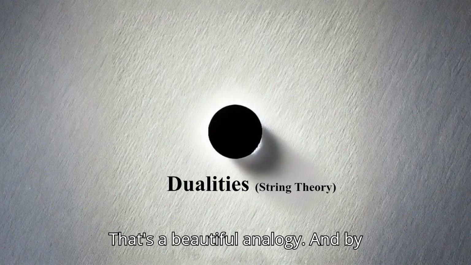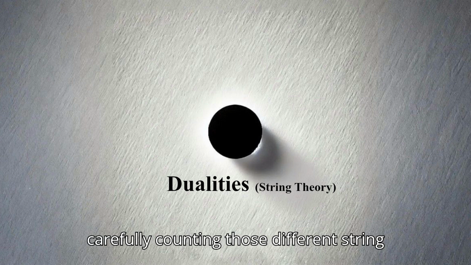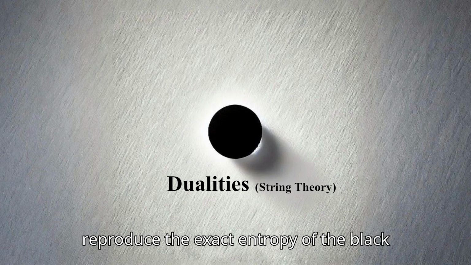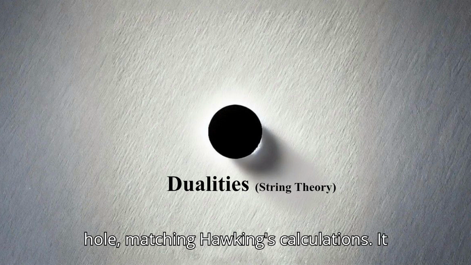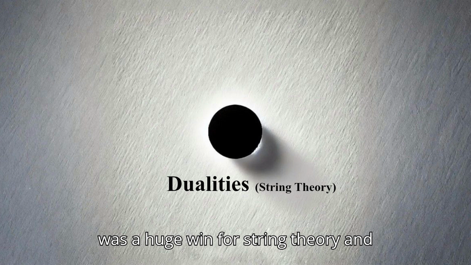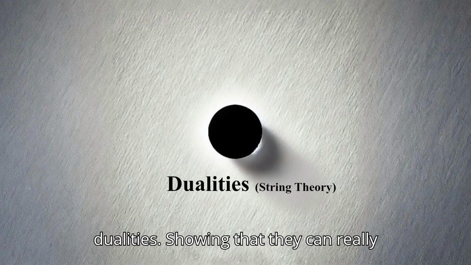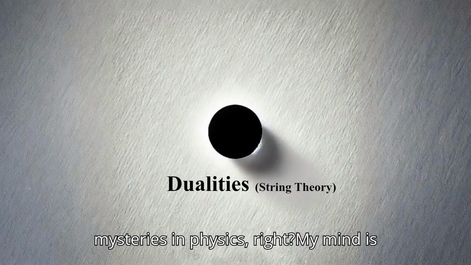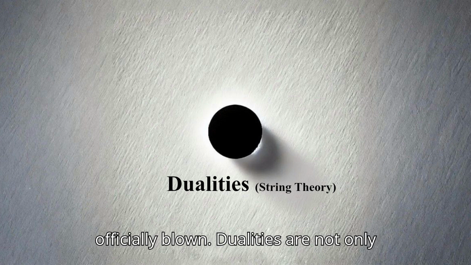That's a beautiful analogy. And by carefully counting those different string vibrations, physicists were able to reproduce the exact entropy of the black hole, matching Hawking's calculations. It was a huge win for string theory and dualities, showing that they can really shed light on some of the most profound mysteries in physics. All right, my mind is officially blown.